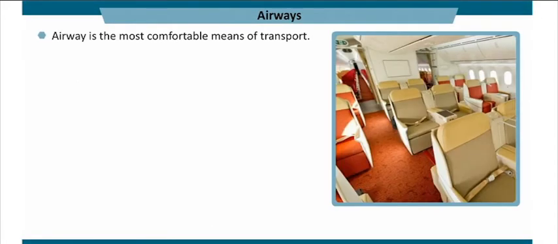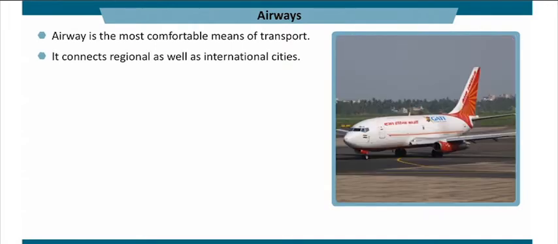Airways. Airways is the most comfortable means of transport. Airways is the costliest and quickest mode of transport. It connects regional as well as international cities. Accessibility is made easier by airways as they link even difficult terrains such as high mountains and sandy deserts.